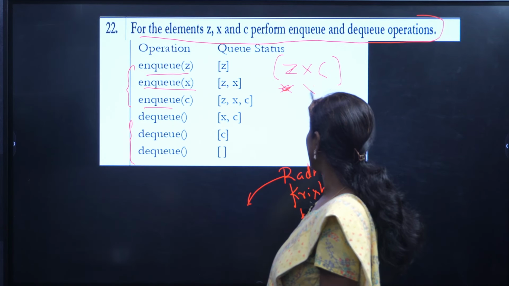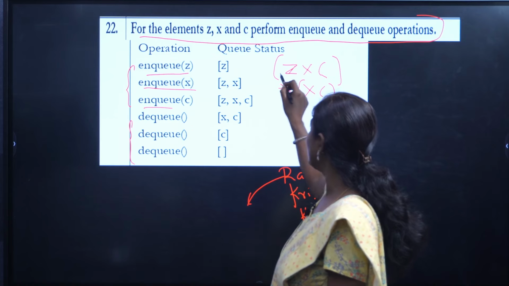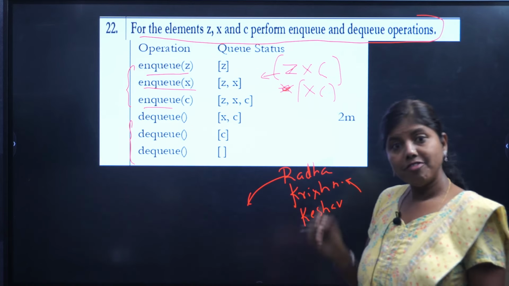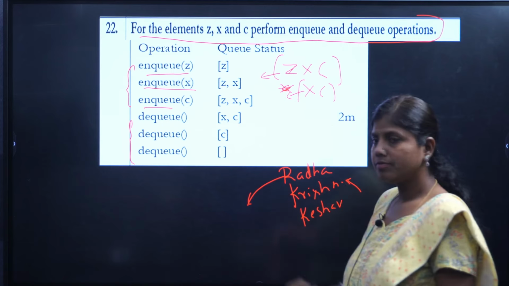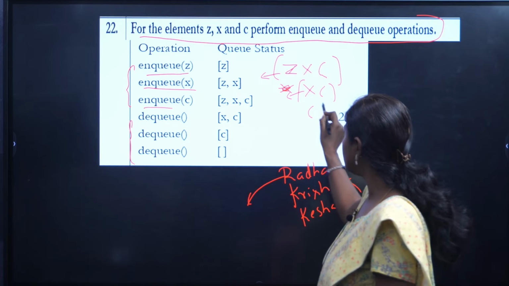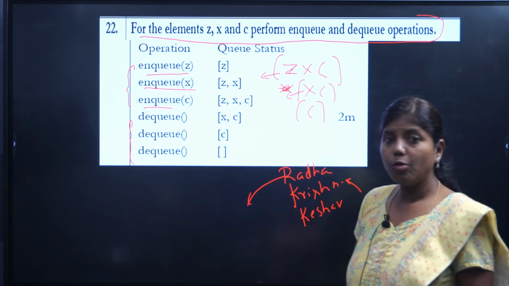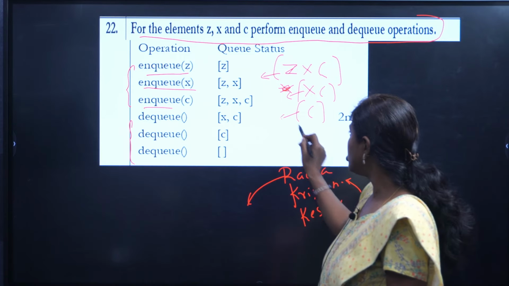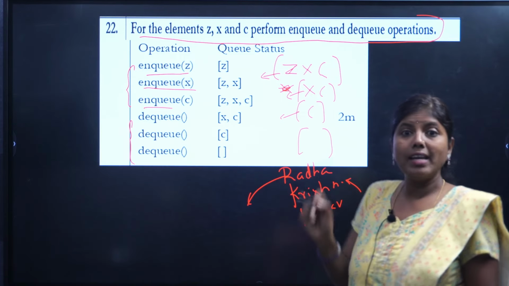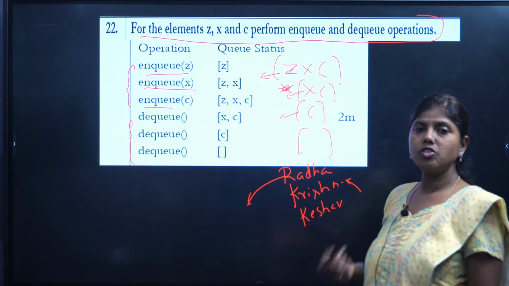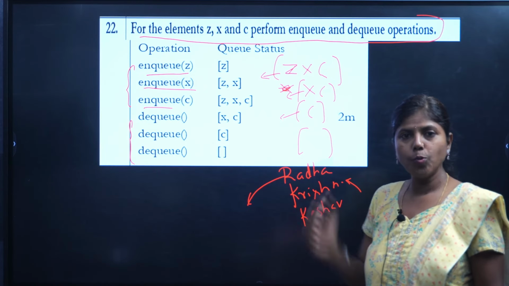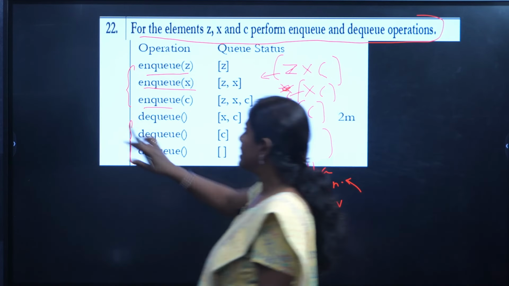After this, only X and C will be there. If I perform DQ again, X is going to be removed, and only C will remain. After one more DQ, C also will go off and nothing will be there. This is going to be an empty queue. Length of Q is equal to 0. It's an empty queue, returns true. Clear? We'll go to the next slide.